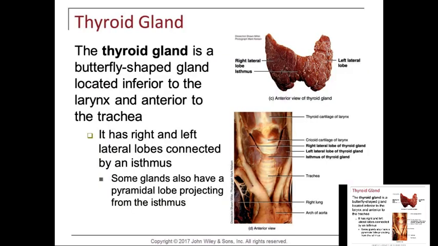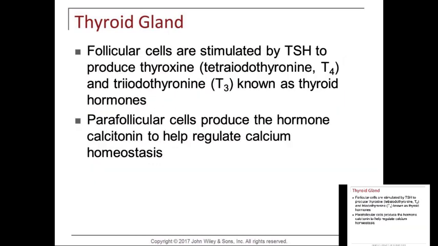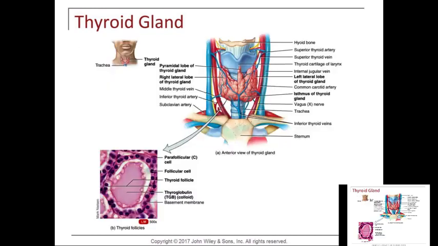The thyroid gland, that's in the throat. It's that butterfly-shaped gland that's located inferior to the larynx. There are both left and right lobes. It's connected by the isthmus. The follicular cells are stimulated by thyroid stimulating hormone to produce T4 or thyroxine and a little bit of T3, which is triiodothyronine, whereas the parafollicular cells produce calcitonin, which is involved in calcium homeostasis.